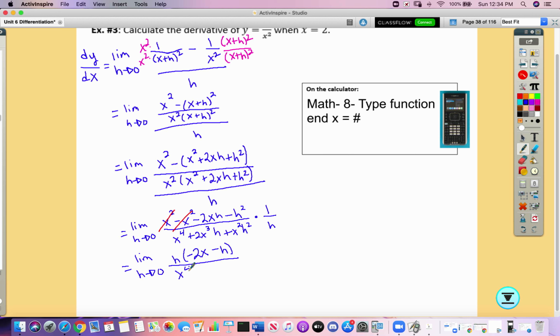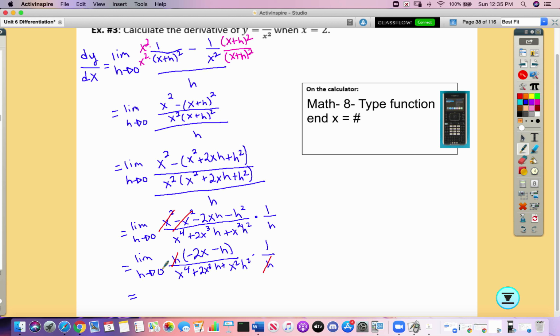We've got x to the 4th plus 2x cubed h plus x squared h squared times 1 over h. And the reason why I left it like that is because it's actually pretty simple to just cancel out these h's. And wouldn't you know it, we are ready to calculate the limit.